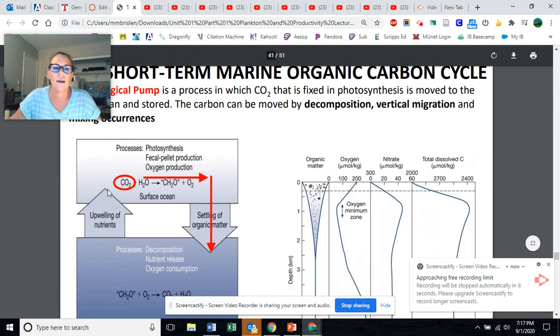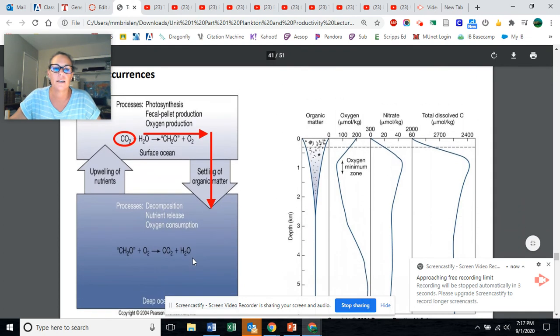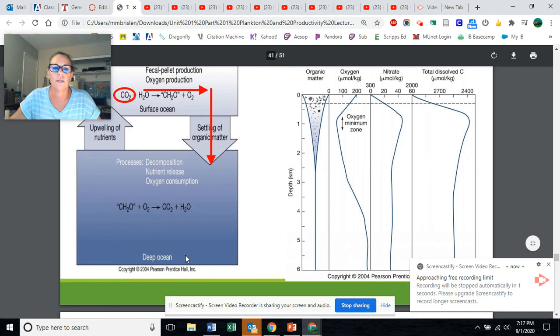So you can take a look at the chemical equation that takes place. And again, we're trying to get as much as we can to the deep ocean.